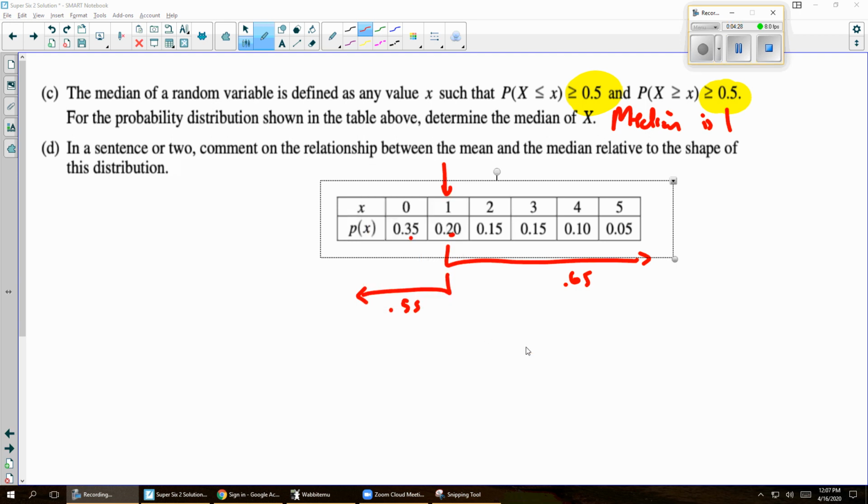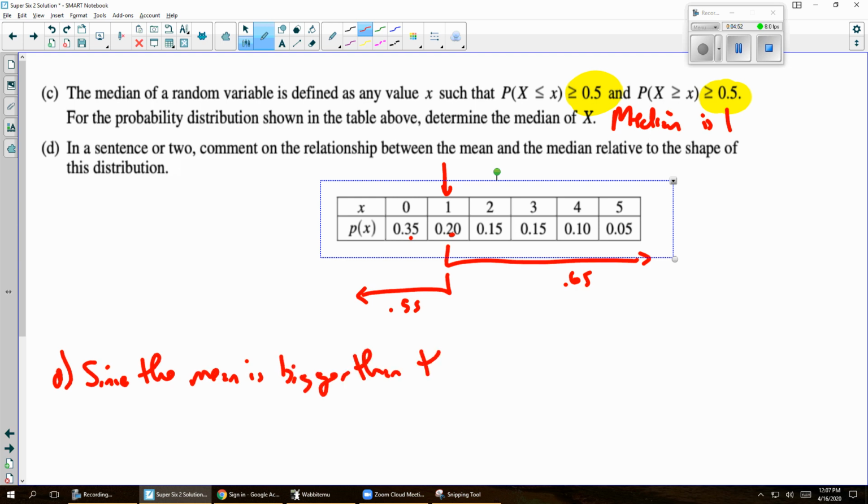The next part says, in a sentence or two, comment on the relationship between the mean and the median relative to the shape. So I saw in part C that the median was 1. I remember from part A that the mean is 1.6. So since the mean is bigger than the median, the distribution is right skewed.